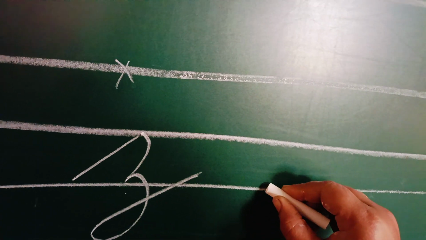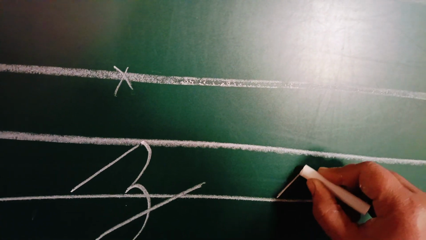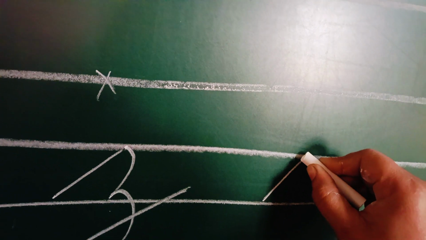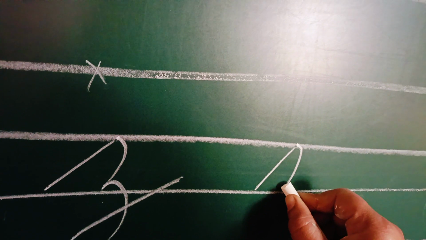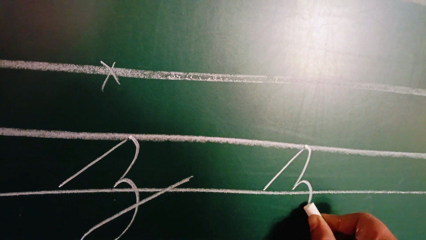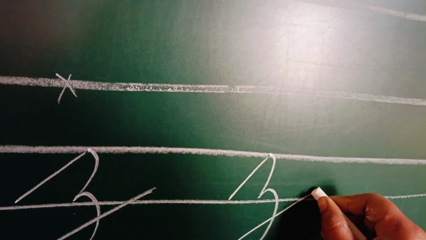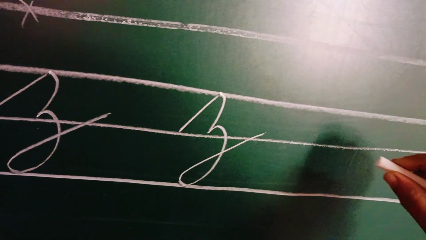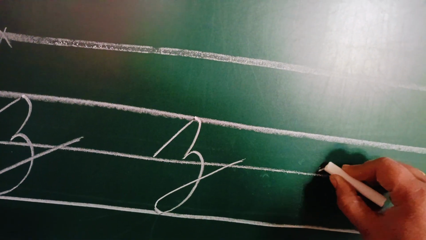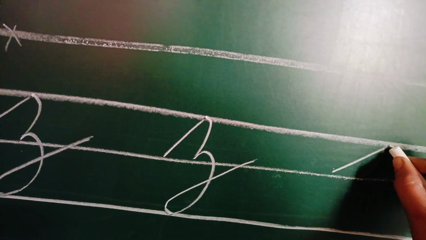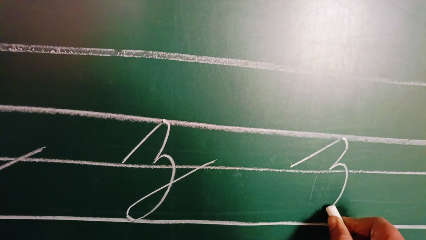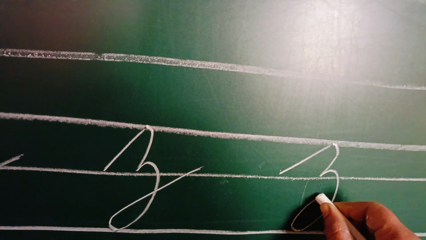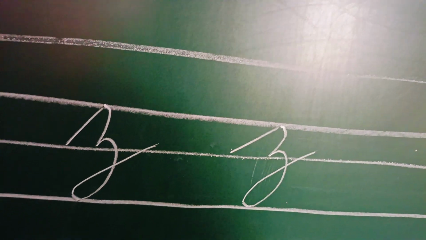Again, put your pencil on the third line, go up with a slant line, then make a small curve and come straight between the third line. From here, just make a right curve, make a loop and come out with a tail. It's a z again. Slant line, little curve, then come to the third line, make a right curve, then make a loop and come out with the tail.